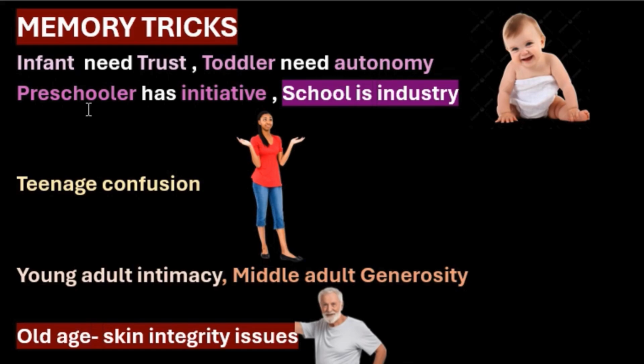Infant needs trust. Toddler needs autonomy. Preschooler has initiative. School is industry. Teenager is having confusion. Young adult, intimacy. Middle adult, generosity. Old age, skin integrity issues. Skin will be very fragile. So old age, integrity versus despair is the right answer.